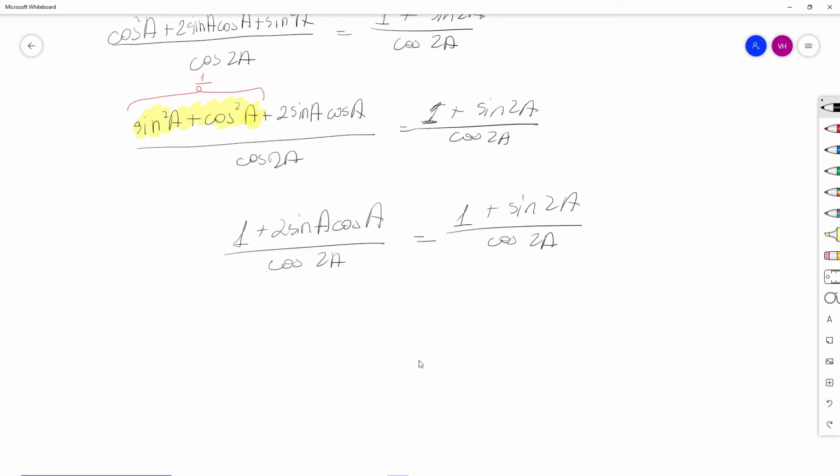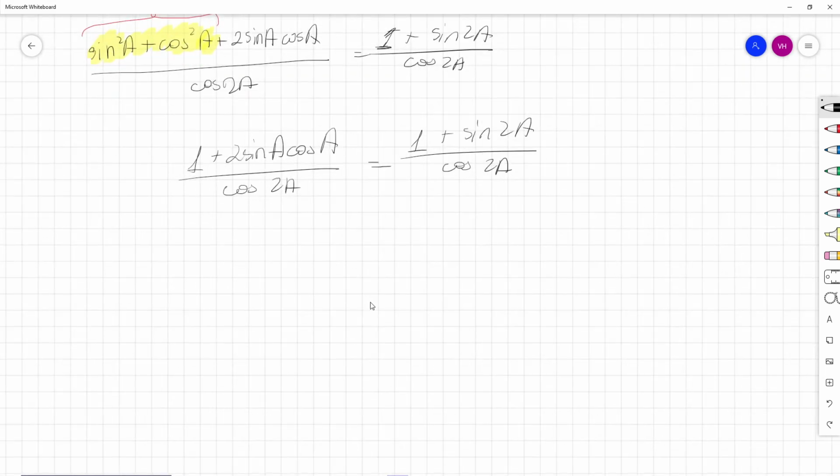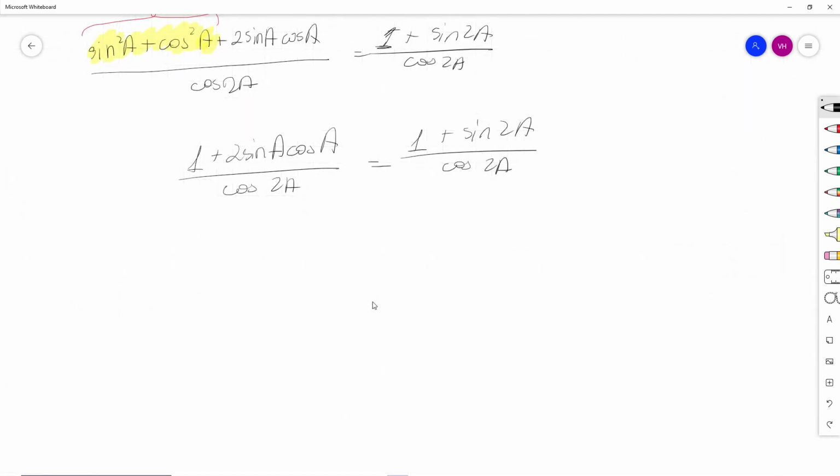But still this equation doesn't make sense yet. If you see the 2 sine a cos a, there's an identity: sine of 2a gives us 2 sine a cos a. And as we see, that is exactly what we have on this side. So let's rewrite it as 1 plus sine 2a over cos 2a.